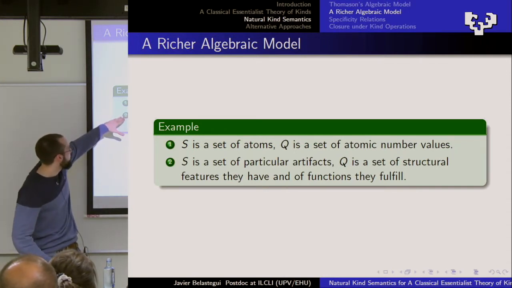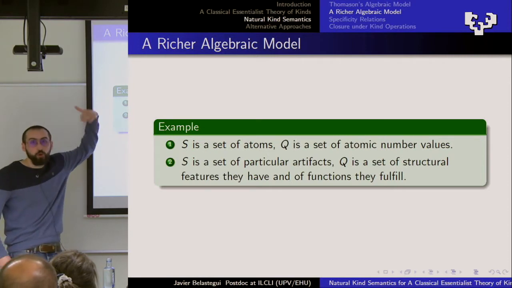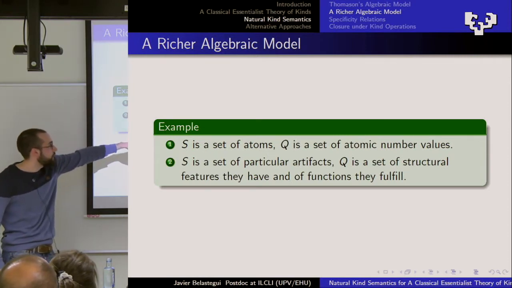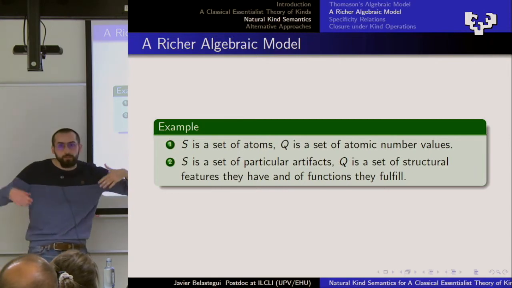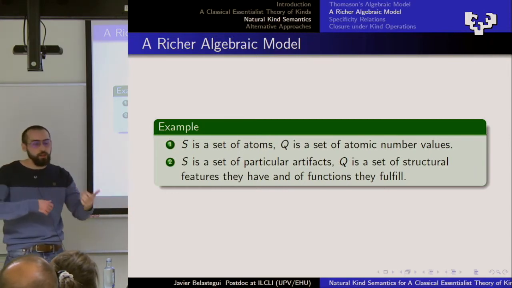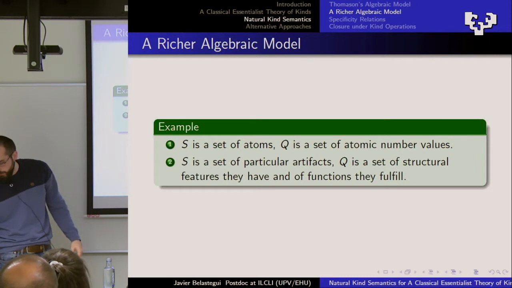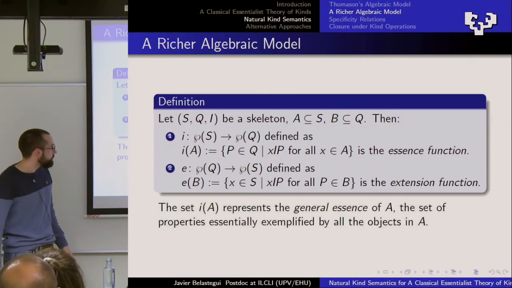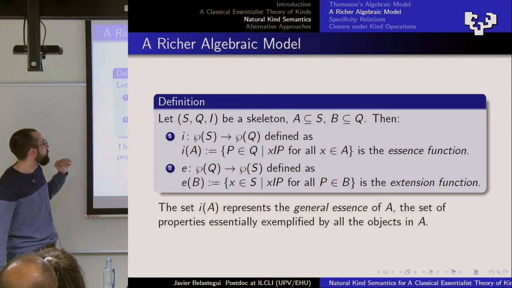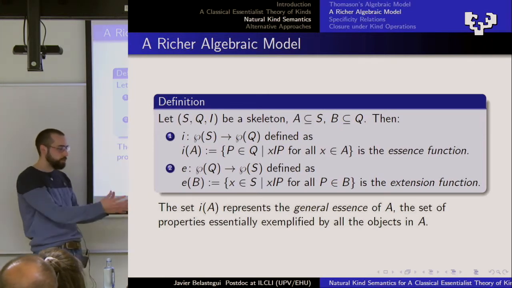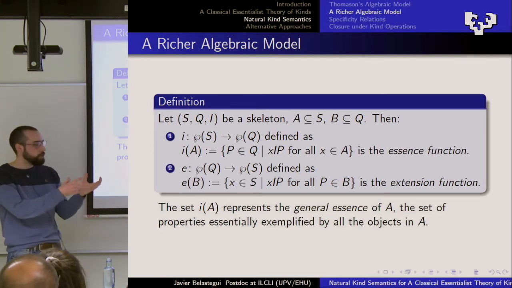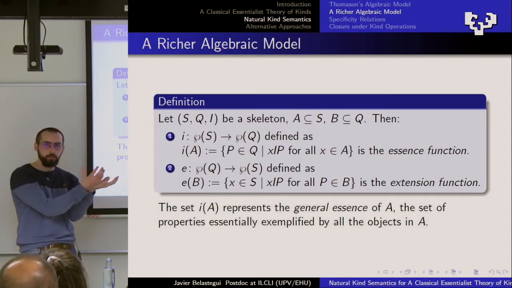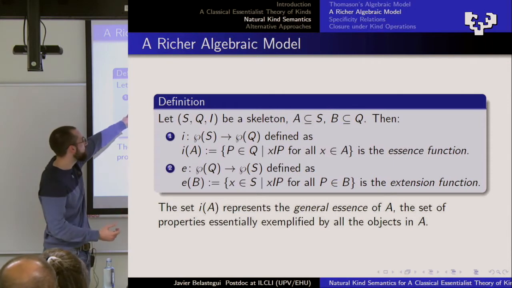Example 2 is the one that I told you about before. We have a set of particular artifacts and then some features, structural features, the functions they perform, and stuff like that. Okay? Now, here's an important notion. If we take a set of objects, we want to consider the properties that are common to all these objects. And for that, we have a function.